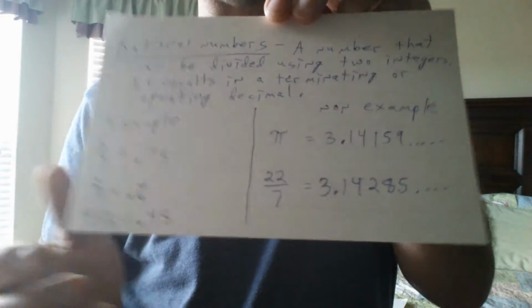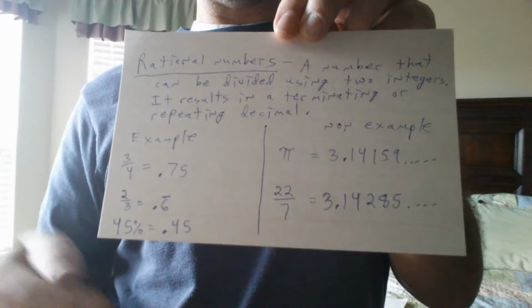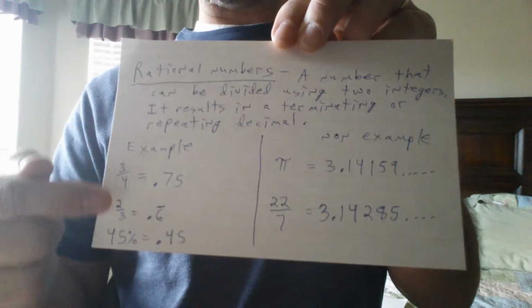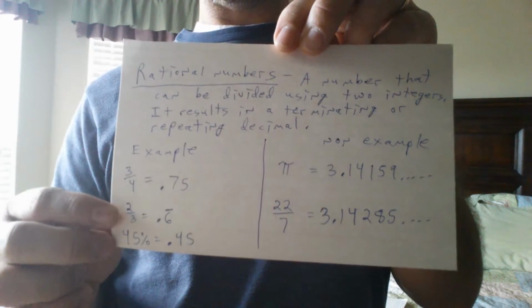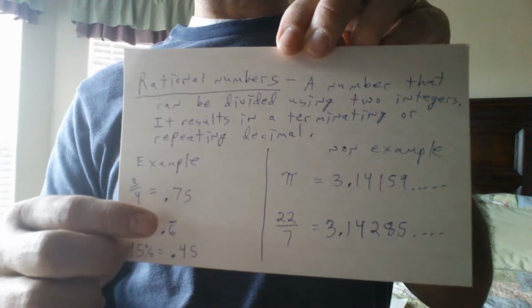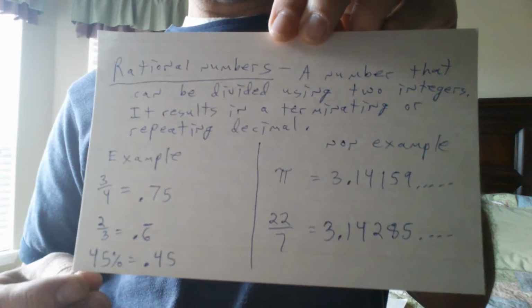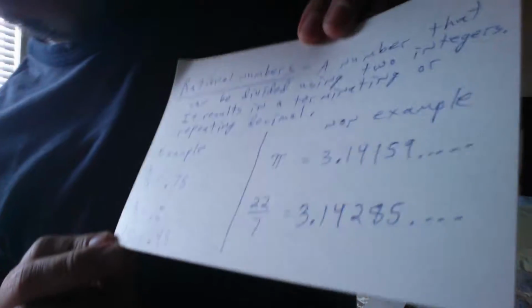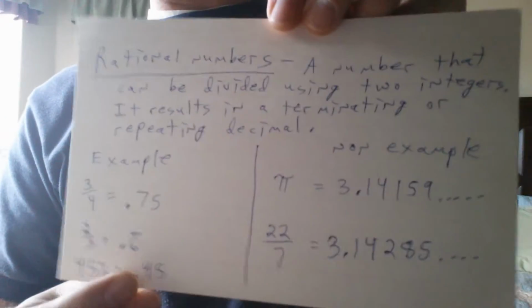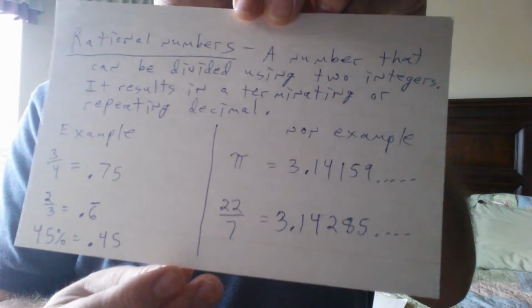Also, make sure you write down the example and the non-example. The examples are things that they look like. 3 over 4 is 0.75. 2/3 is 0.6 repeating. That's a repeating decimal. And looking at it backwards, 45% is 45 hundredths, 0.45.